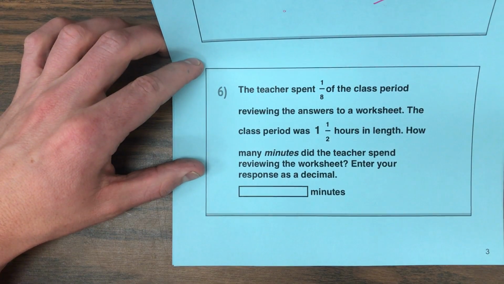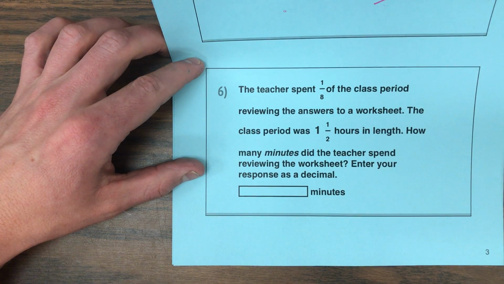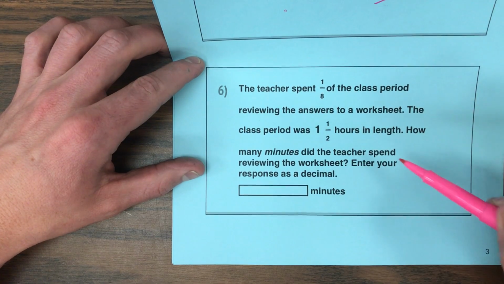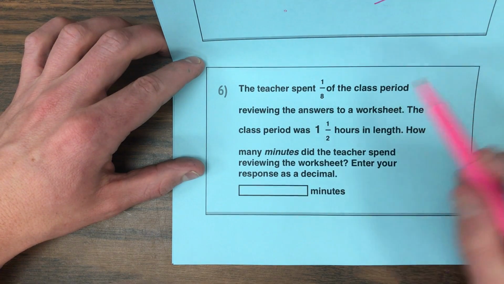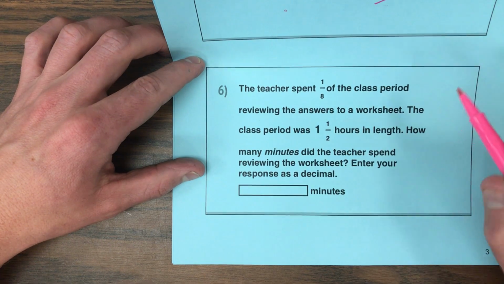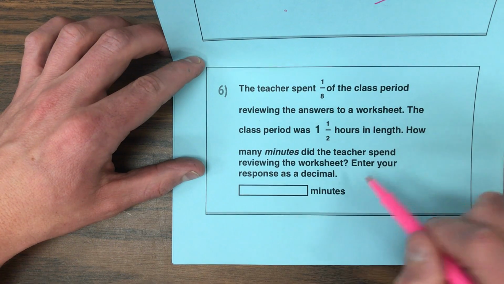All right, last one. It says, the teacher spent 1/8 of the class period reviewing the answers to a worksheet. I wish I could review all the answers to a worksheet in 1/8 of a class period. It's more like 7/8. Anyways, the class period was long because it was a block period. Okay, so the class period was 1.5 hours in length. How many minutes did the teacher spend reviewing the worksheet?